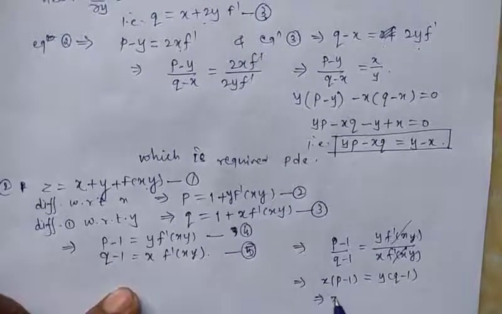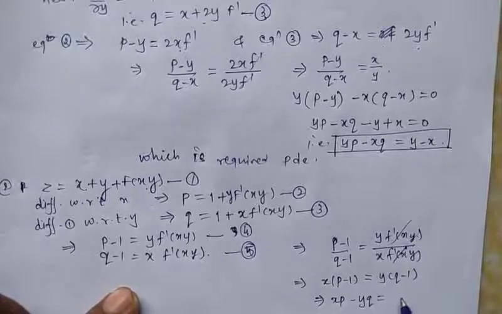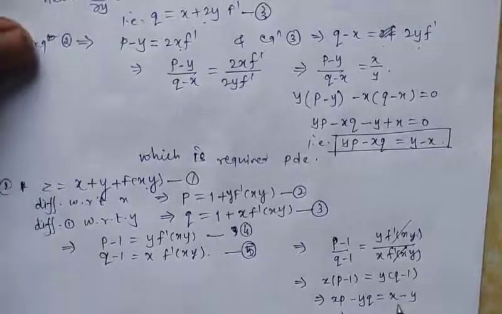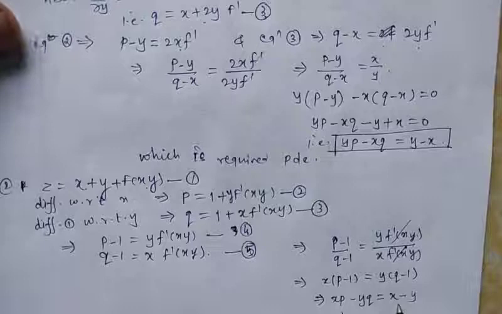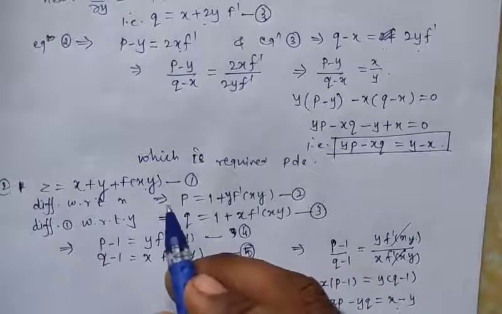After solving, we get xp minus yq is equal to, on the right hand side we get minus y, so minus x on the other side we get x. So xp minus yq is equal to x minus y, which is the required partial differential equation of the given function z is equal to x plus y plus f of xy.